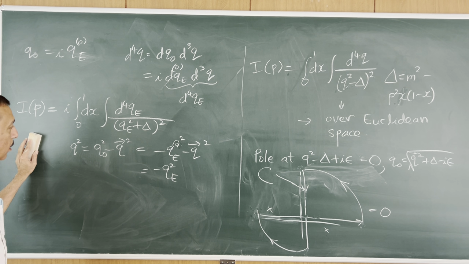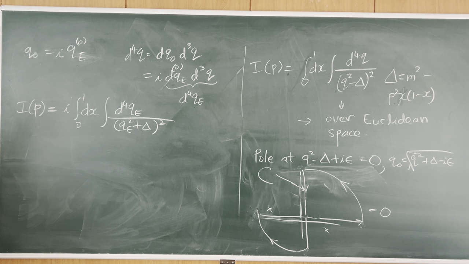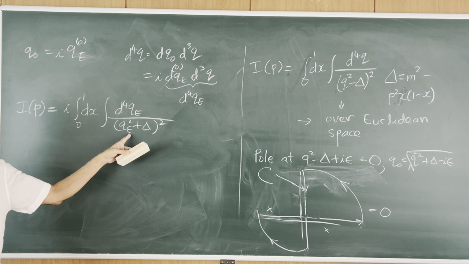It's a Euclidean integral, and actually it's a kind of integral, apart from its divergent property, which we will address in just a few minutes. It's a kind of integral we like very much, because although it's over a four-vector, the only thing the integrand depends on is the square of that vector.